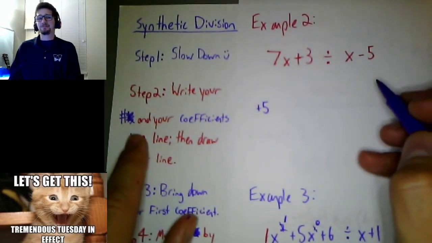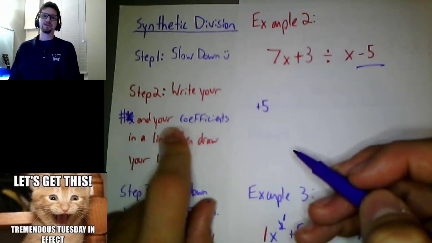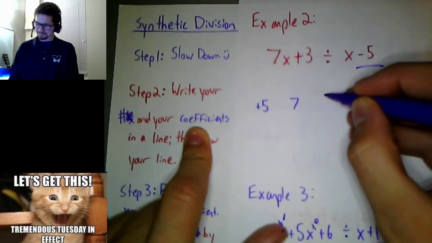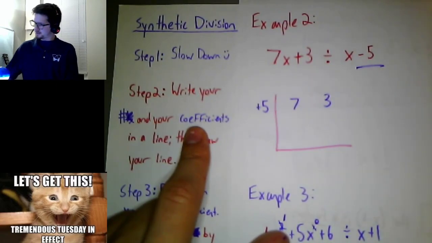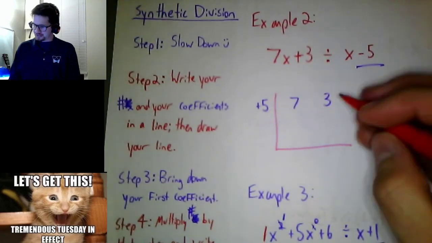So, write your number. So it's minus 5. I'm going to take the opposite, plus 5. And your coefficients. So what's my coefficient here? 7. Coefficient here? 3. Then draw my line. My big old L. All right. So now, step 3. Bring down your first coefficient. My 7 comes down.